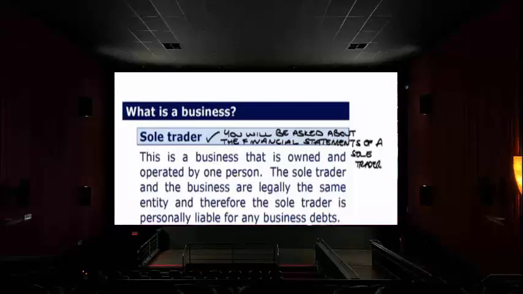Okay. So in your F3 exam, you will be asked to prepare the accounts for a sole trader. But we need to know who a sole trader is first of all, don't we? So, a sole trader, this is a business that is owned and operated by one person. Now, what we say here is this is usually people that work for themselves.